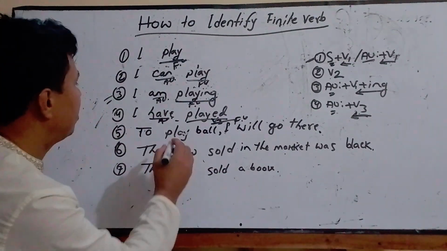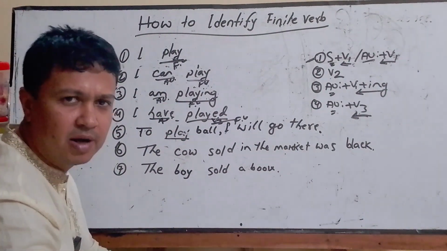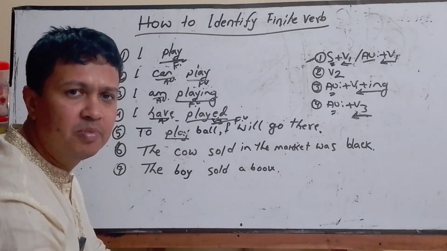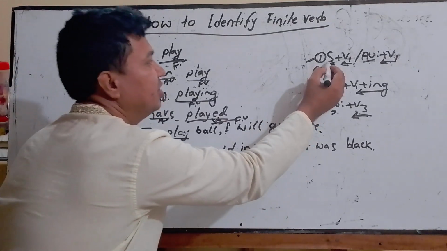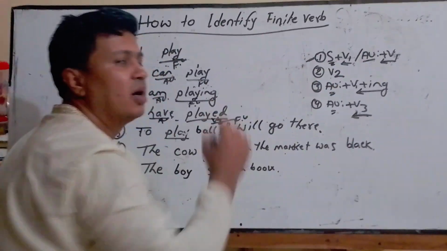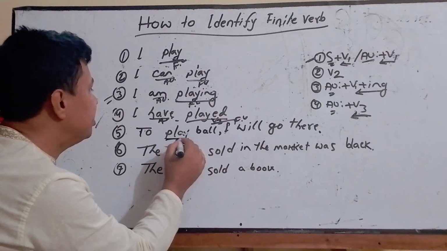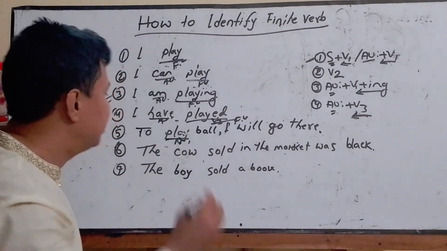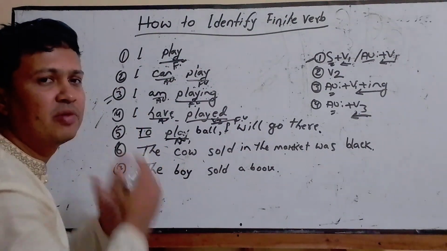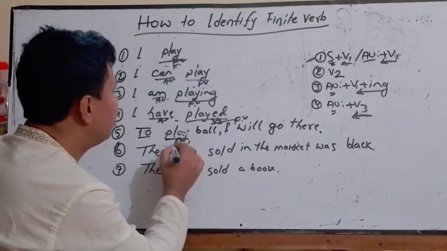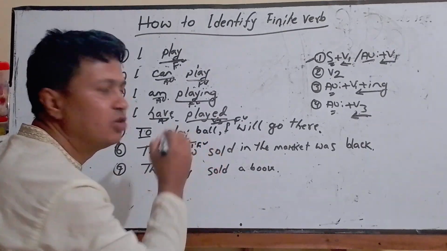Next, go to question number 5. "Play" is a principal verb. And you know, if there is a principal verb V1 and there is a subject or auxiliary verb before the V1, then it will be a finite verb. But "play" is a principal verb, it's V1, and there is no subject and there is no auxiliary verb. That's why "play," this word, has become a non-finite verb. This is not a finite verb.